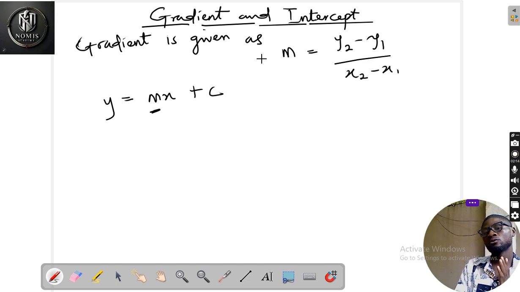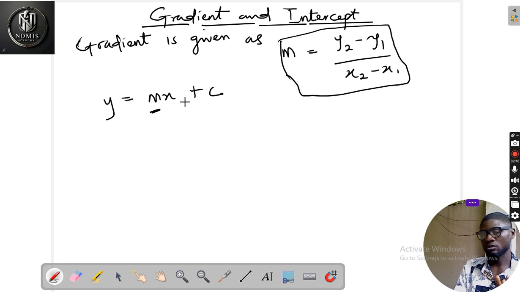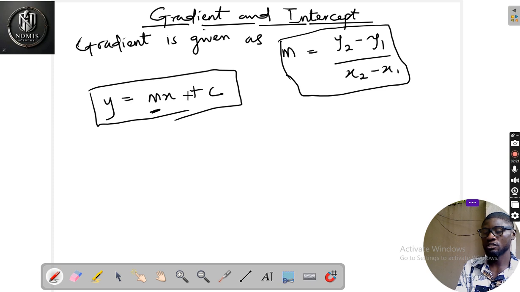So to find the gradient, you can use this formula. Take note of it. When you have an equation of a straight line, you can find the slope from this formula or from this equation.